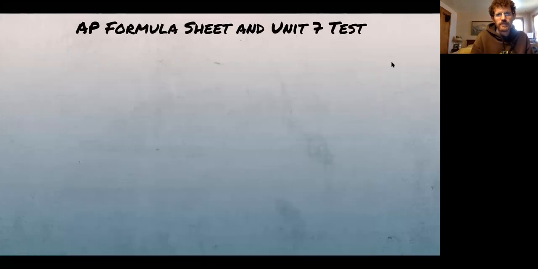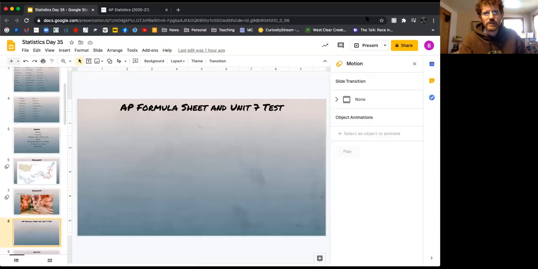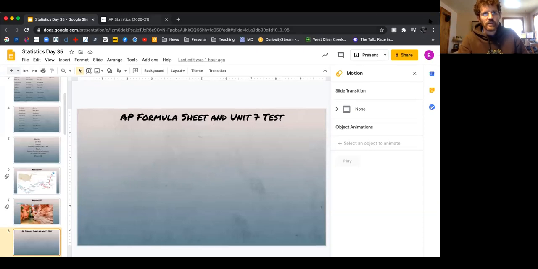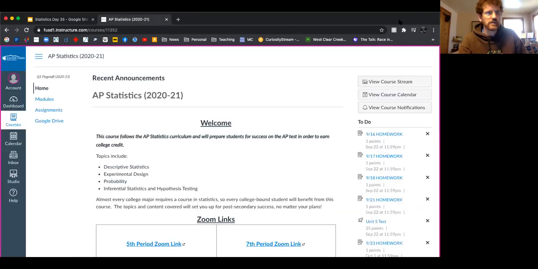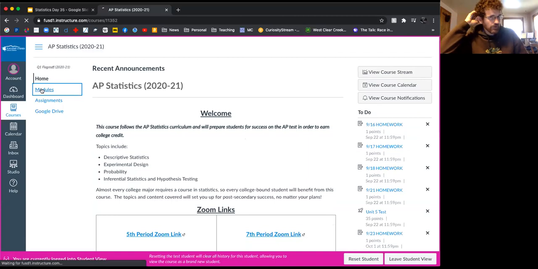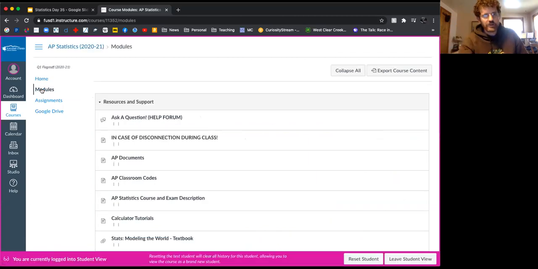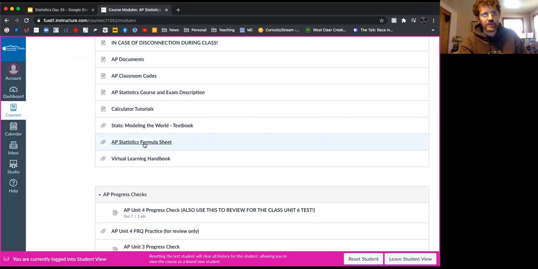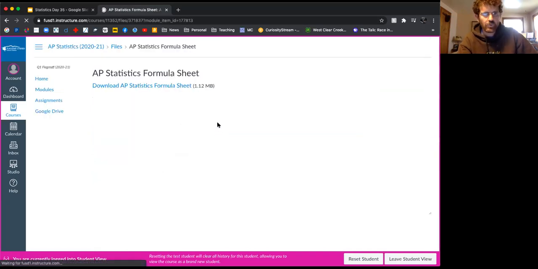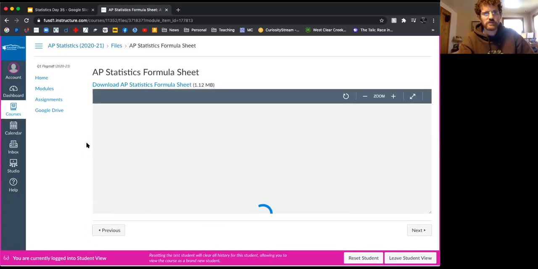Now this, I don't have anything on this page, but it's worth talking about the AP formula sheet in the Unit 7 test a little bit. So right here, this is the Canvas page. A lot of you, I hope, have already done this. I have a feeling some of you have not. The AP Statistics formula sheet has been there all semester, and maybe you've downloaded it, but you've never thought to go back and refer to it. But I thought it was worth looking at for just a second.